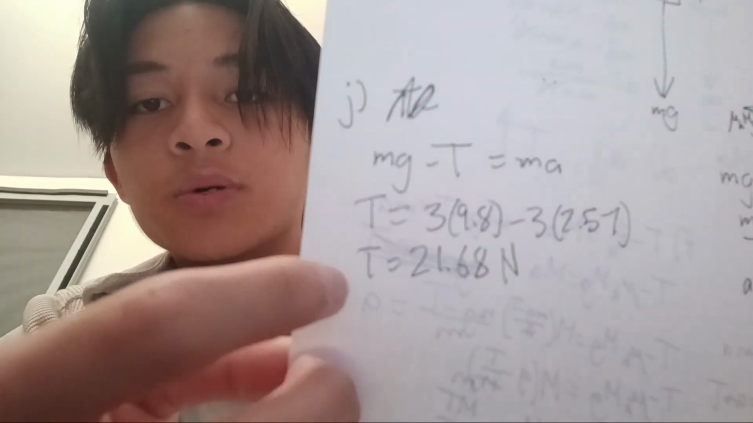So 3 times 9.8 minus the tension, switch that around, minus 3 times 2.5725, 21.68. So our tension is 3 times 9.8 minus 3 times 2.57, where 2.57 is fine. T equals 21.68 newtons. Boom.